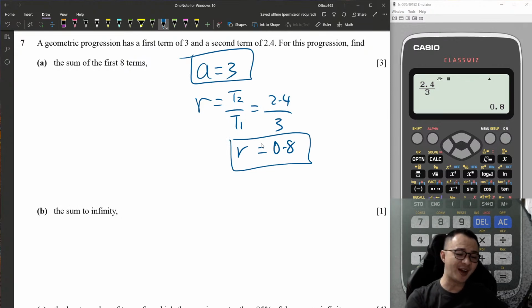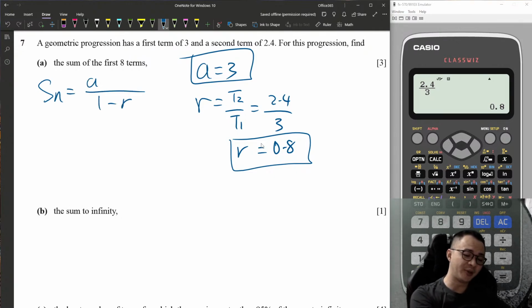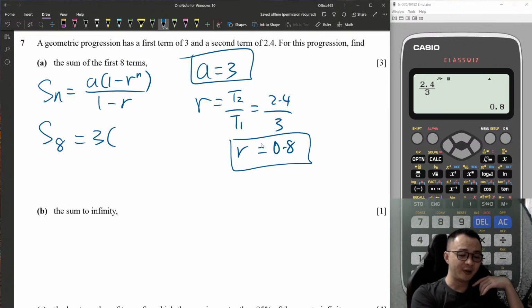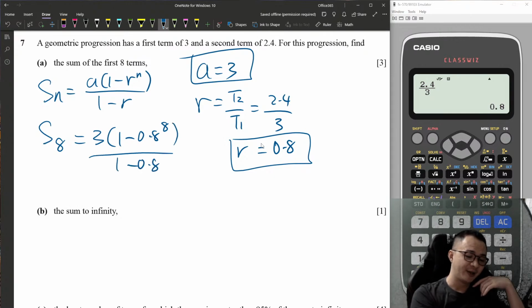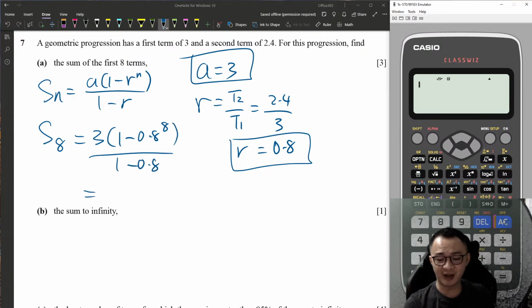So they asked me to find the sum of the first 8 terms. Yeah, we know the Sn formula, right? And the Sn formula for r less than 1. Normally, I will make sure the bottom is 1 minus r, so the top is 1 minus r to the power of n. So the sum of the first 8 terms, I will do S8. Then a is 3, r is 0.8, power of 8, over 1 minus 0.8. Yeah, just type everything into the calculator.